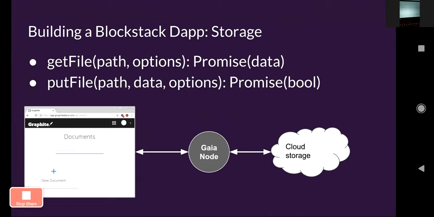It's like a key value store. Options just control the level of security that you want. Do you want it encrypted or do you not want it encrypted? So just using these two sets of methods to handle sign-ins and then to handle reads and writes, that's all you need to get started.